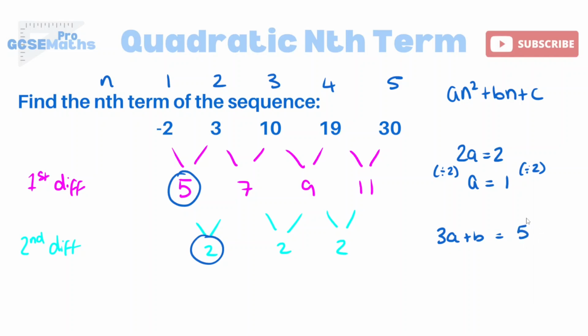So 3a plus b, you literally make that equal to whatever number you get here. Okay, so that's 5. Now, I know we've got two letters here, but do you remember how we just found out what a was? Well, I can substitute that in, can't I? I can go, right, 3 times 1 plus b is 5. Okay, well, that's 3 plus b, isn't it? 3 plus b is 5. Therefore, b, I have to subtract the 3, is 2. Okay, now I've got a and b. Perfect. Now I just need c.